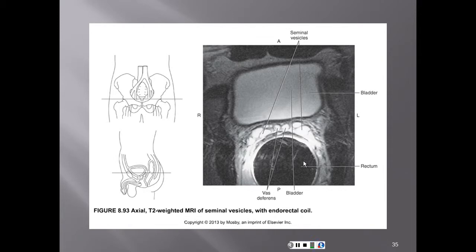So the seminal vesicles are paired accessory glands consisting of coiled tubes that form two pouches lateral to the vas deferens on the posterior inferior surface of the bladder. So these two are the vas deferens right there. And here's the seminal vesicle. And there's the seminal vesicle.